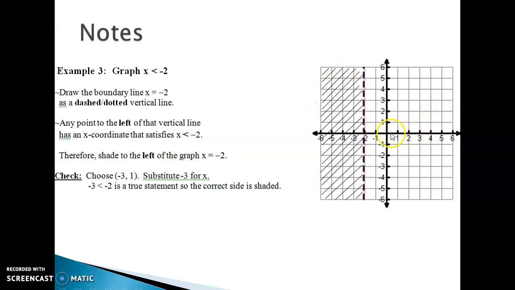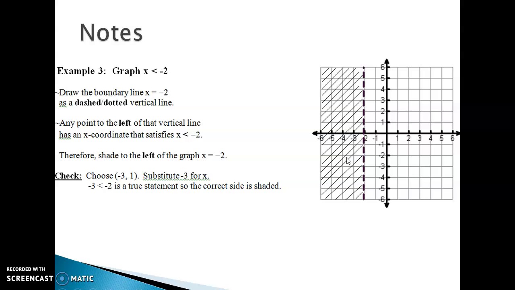But if you plugged in 0, 0 is not less than negative 2. 0 is greater than negative 2. So you know right now that that is false. That makes a false statement. So therefore, it is not a solution. 6, right here, positive 6, is not less than negative 2. So you know you need to shade on the other side of the line.